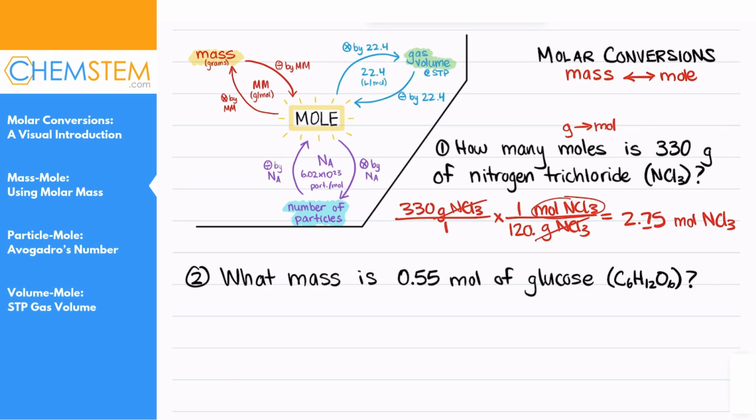So we just converted grams to moles. Where did the molar mass go? The molar mass is down here at the bottom, which means that we actually did end up dividing by the molar mass. So this part here makes sense. Now let's go in the other direction.